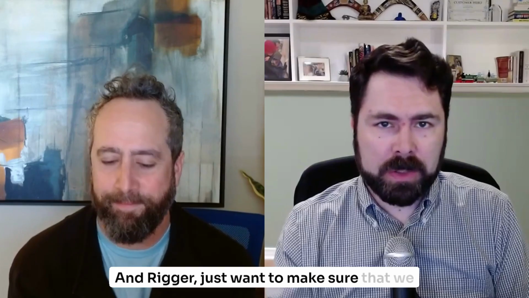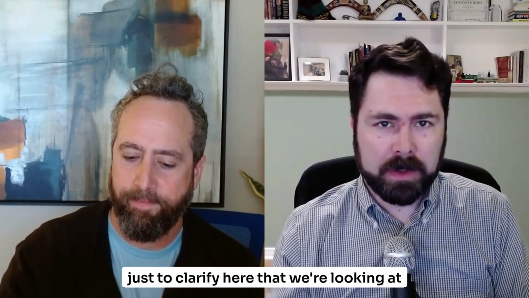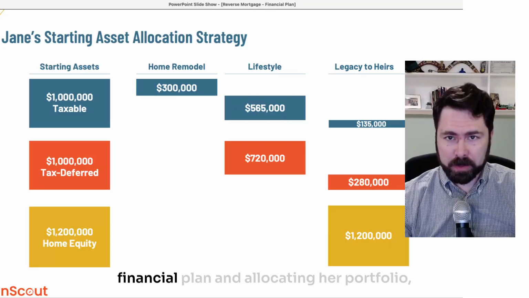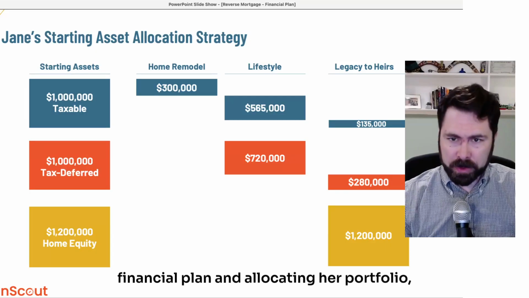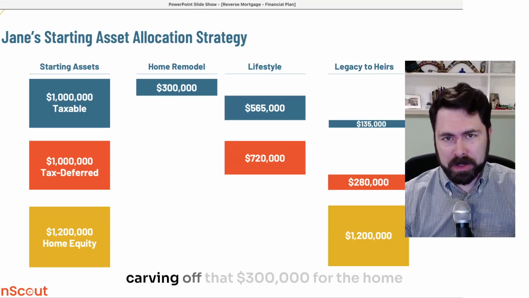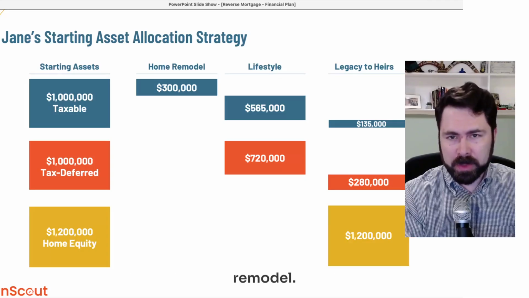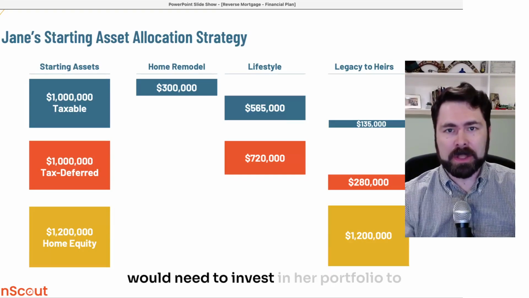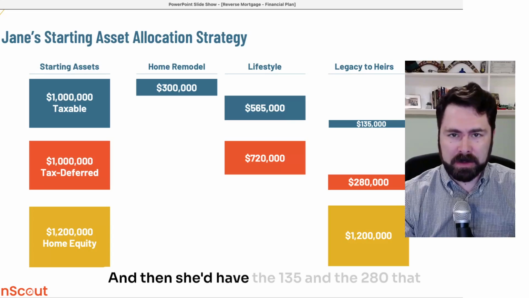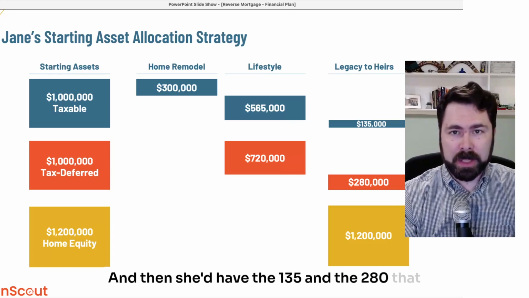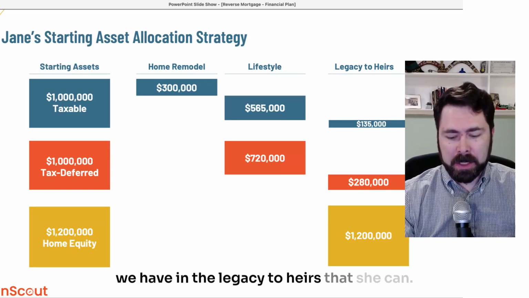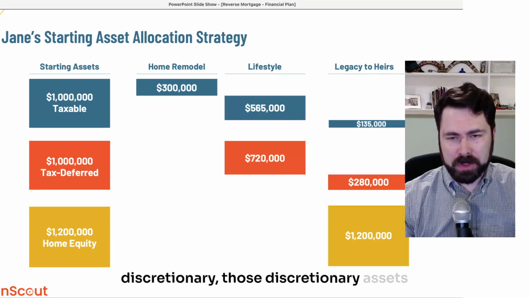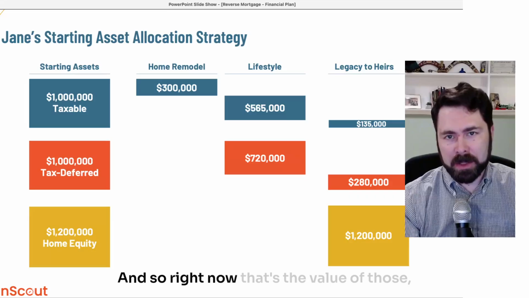And Raygar, I just want to make sure, just to clarify here, that we're looking at these numbers based on where she is at the beginning of the plan. So we're saying if she was setting up her financial plan and allocating her portfolio, we would say that right now, today, she's carving off that $300,000 for the home remodel. And then the 565 plus the 720 is what she would need to invest in her portfolio to support the income needs. And then she'd have the 135 and the 280 that we have in the legacy to heirs that she can really do whatever she wants with. That's those discretionary assets that you had mentioned. And so right now, that's the value of those.